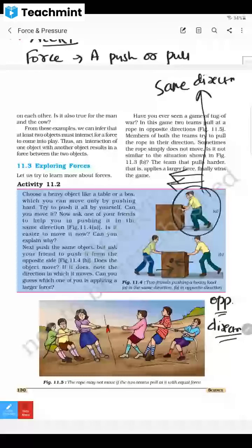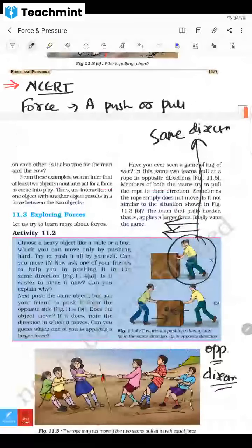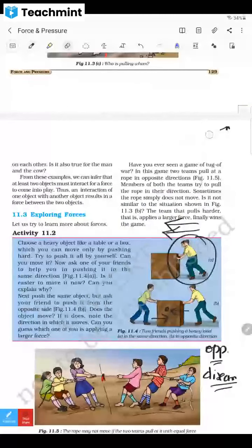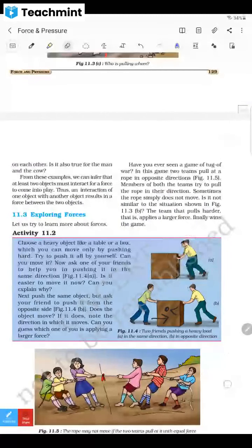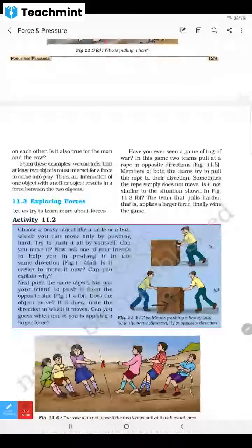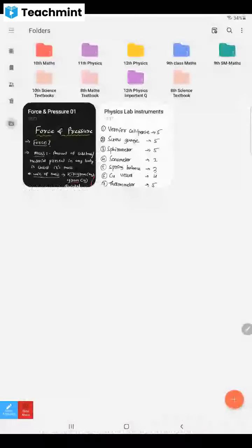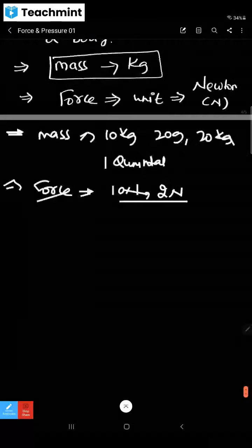Okay. Let me rub it off first of all. So whatever these things are there, these are not needed. Just to give you some idea, I have shown you this textbook. Otherwise, I would have explained the concept there only. There are two things, dear children. One is balanced force, another is unbalanced force. So let us try to have a look at those things.